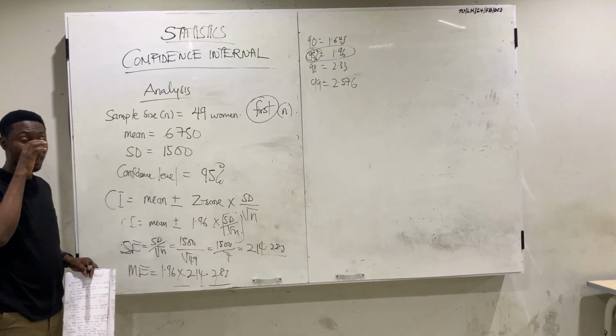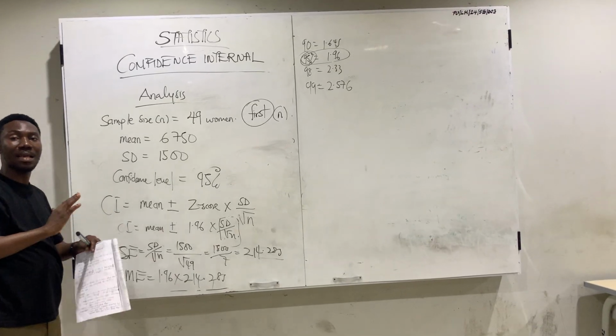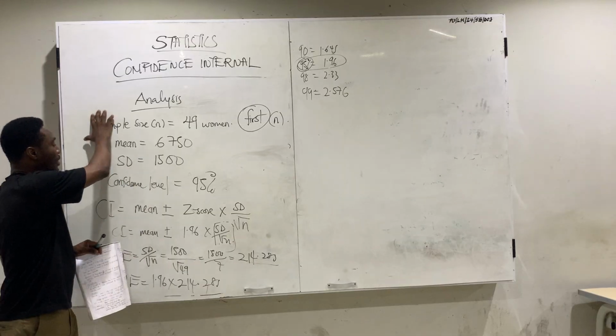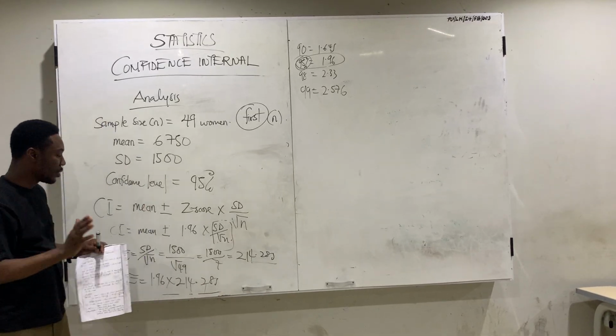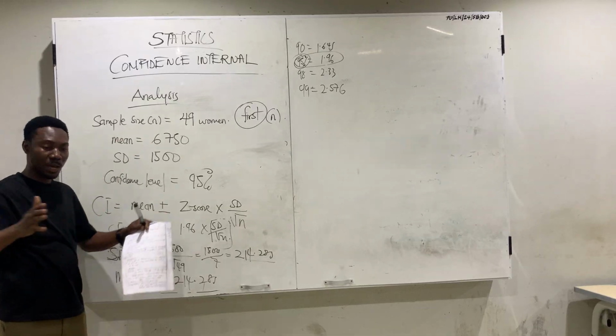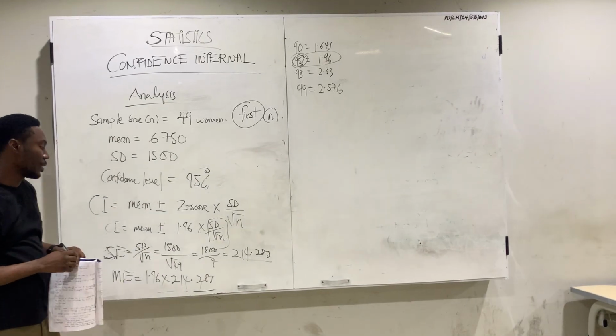So that should tell you that we can give you this same question, and the examiner will just ask you to only calculate the standard error. We can give you this same question, and the examiner will only require you to calculate the margin of error. And at the same time, we can give you a question where you'll be required to calculate the complete confidence interval.